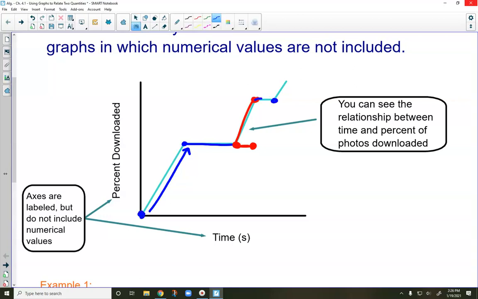From here to here again, we're experiencing no more photos being downloaded. And then from here to here, again, it's a straight line, so it's a constant rate that the photos are being downloaded again. And again, it's pretty steep, not as steep as this middle piece, but a lot of photos are being downloaded pretty quickly.